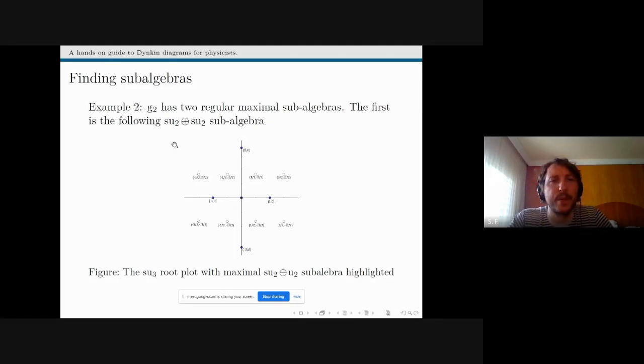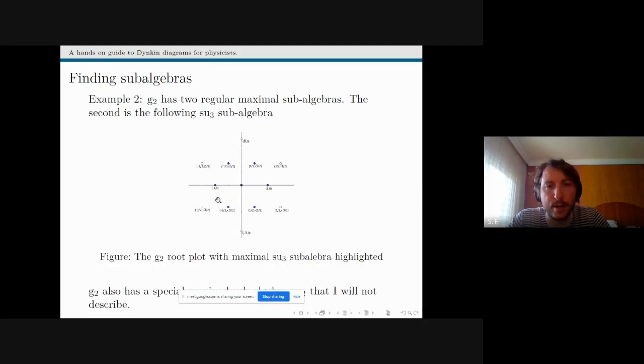So here's an example. G2 has two regular maximal subalgebras. The first is the following one. If we have a look at this plot, you can find that there's this SU2 root diagram sitting within the plot. This is our SU2 subalgebra. You can see this directly from the plot. And there's also an SU3 which sits in here, which you can find. You can read this directly off the plot just by having a look at the plot, essentially.